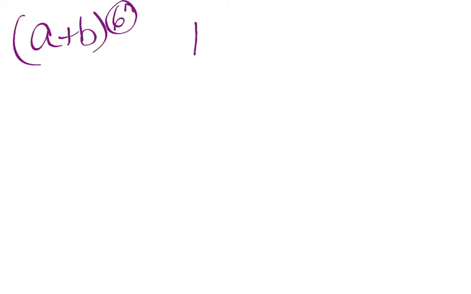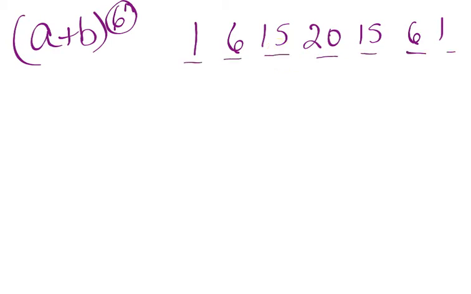We have 1, 6, 15, 20, 15, 6, and 1. So how many is that? 1, 2, 3, 4, 5, 6, 7. Like I said, we're going to have n plus 1 terms. So we have 7 terms for a binomial to the 6th power expansion.